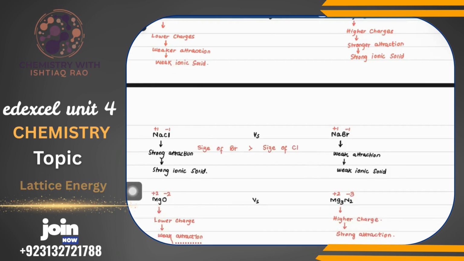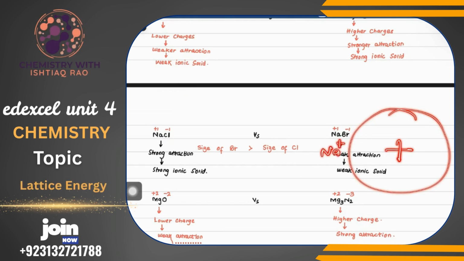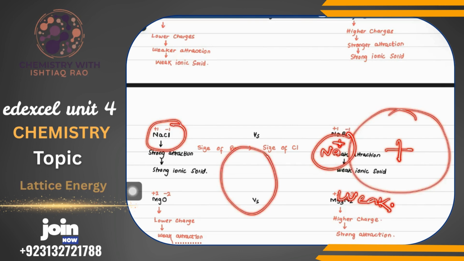As we know, bromine is larger than chlorine. So when bromine has a larger size, let's say this is the nucleus of bromine and this is sodium. The attraction between sodium and bromine would be weaker. And since the size of chlorine is smaller, its attraction to sodium would be stronger.